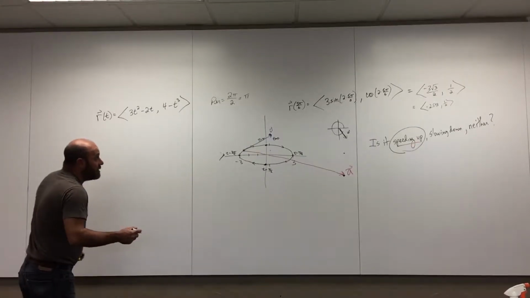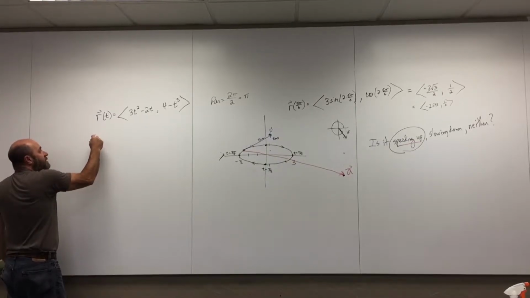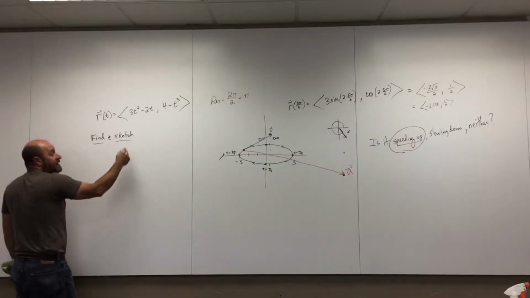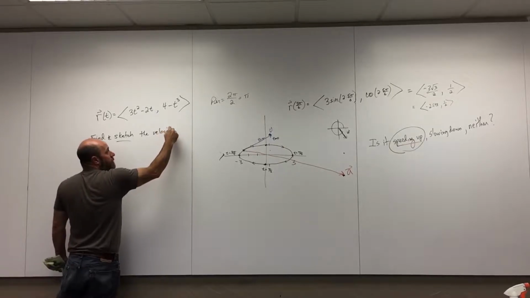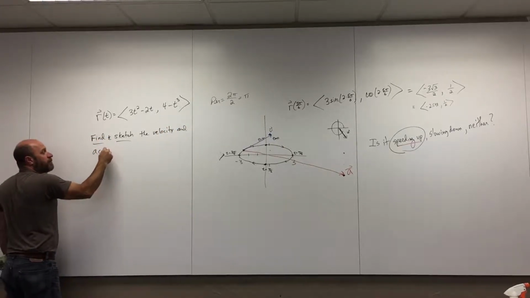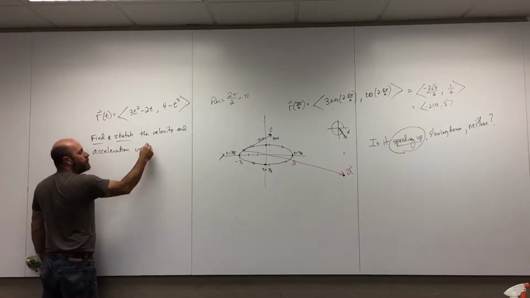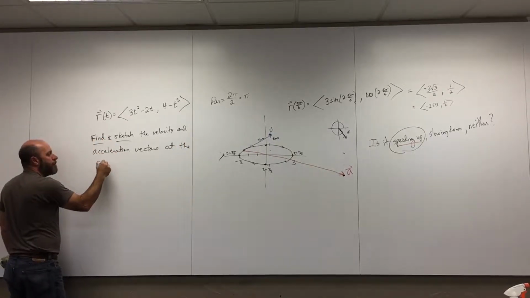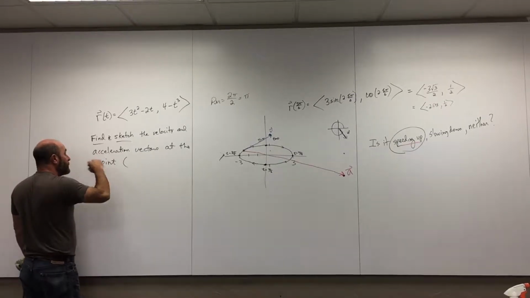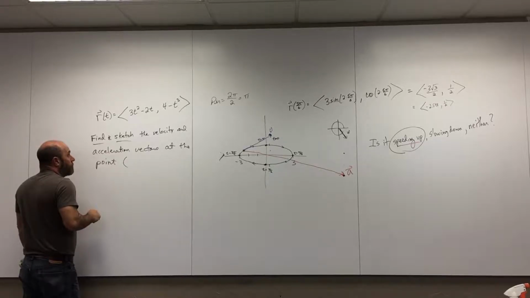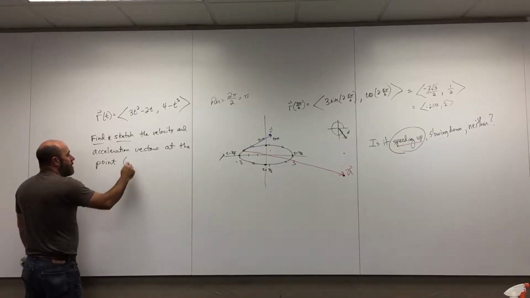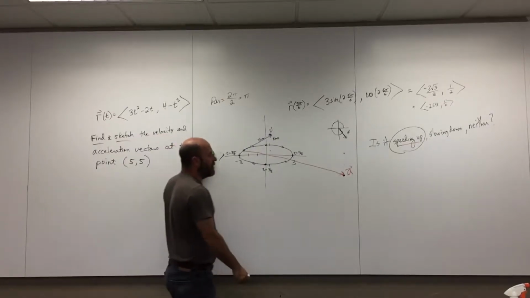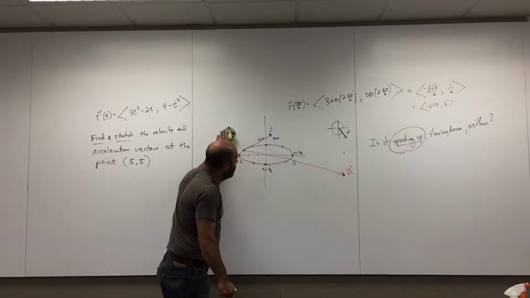But my question again is going to be this. Find and sketch. And by the way, you're supposed to sketch the curve, but then you also find and sketch the velocity and acceleration vectors. I'm going to say this differently this time. At the point (5, 5), which I hope is an actual point on here.